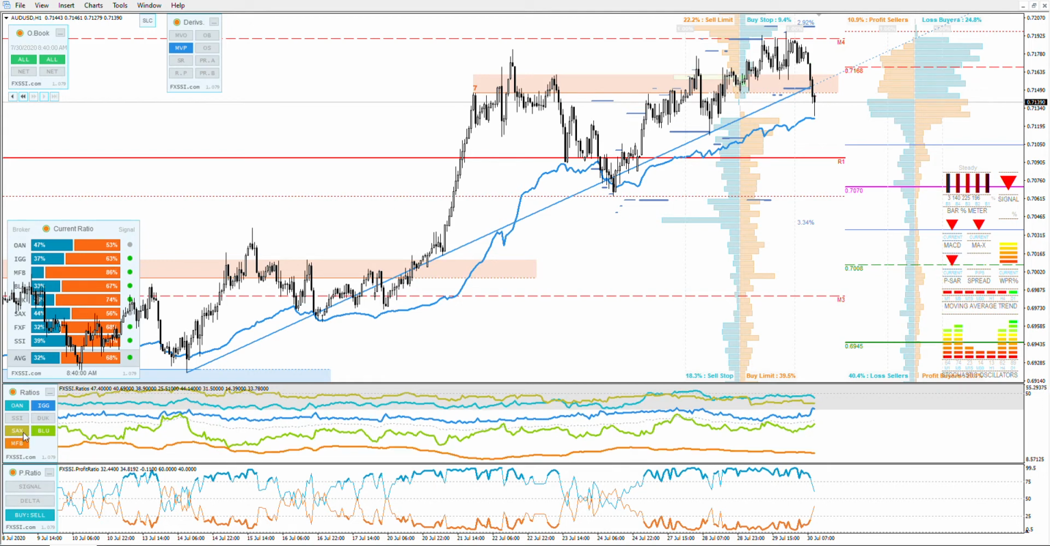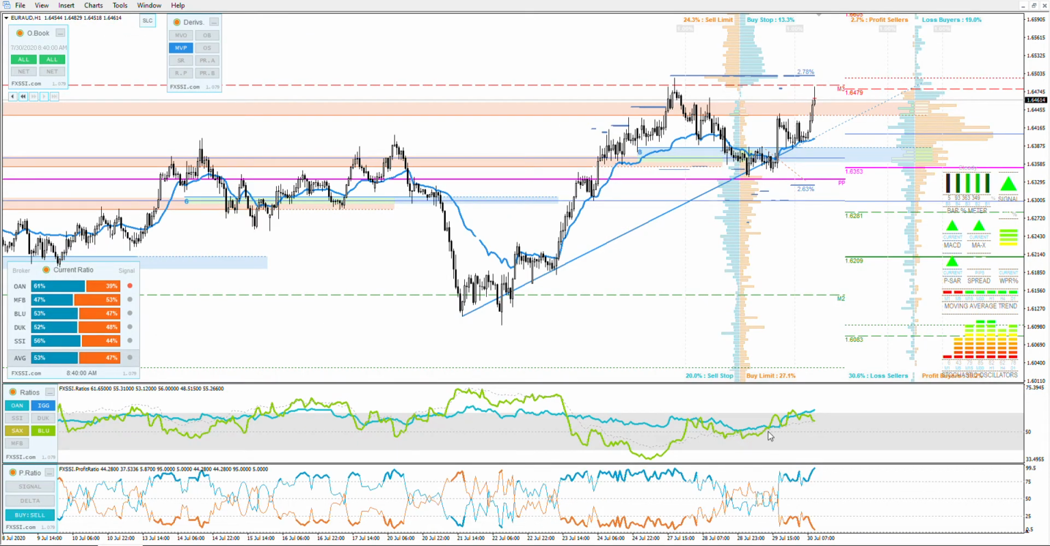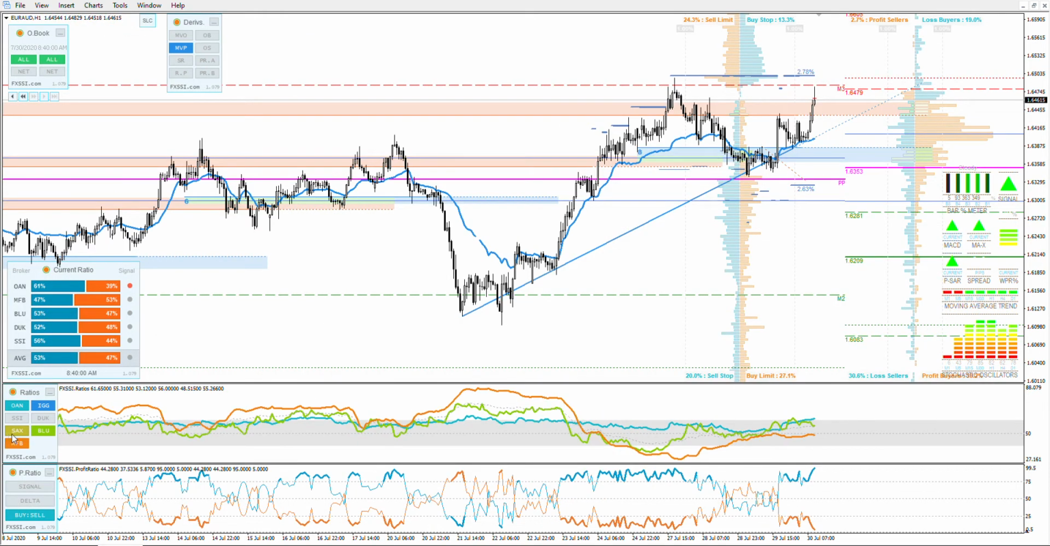MyFX book. See, they're short. So because they're short, it should come up, unless it's payday for these guys, of course. Euro Aussie. Let's add the MyFX book. Yeah, it's kind of sideways. We've got some support here. We're above monthly pivot, and this is August pivot, slightly higher.